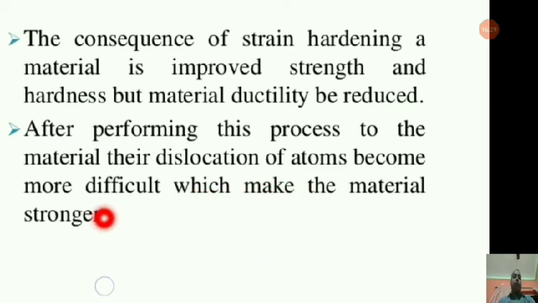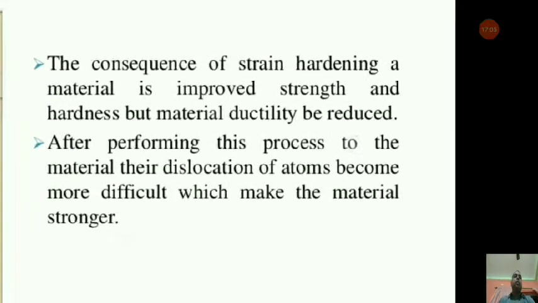I already told you that after performing this process on the material, the dislocation of the atoms becomes more difficult. That's because they are saturated with dislocations. So there is no question of more dislocations. That's because the lattice, the structure of the crystal or metal, is already saturated with the dislocations of the atoms. That's why it prevents plastic deformation. Further, that's why it becomes much more difficult to deform it plastically, as a result of which it becomes more and more strong.